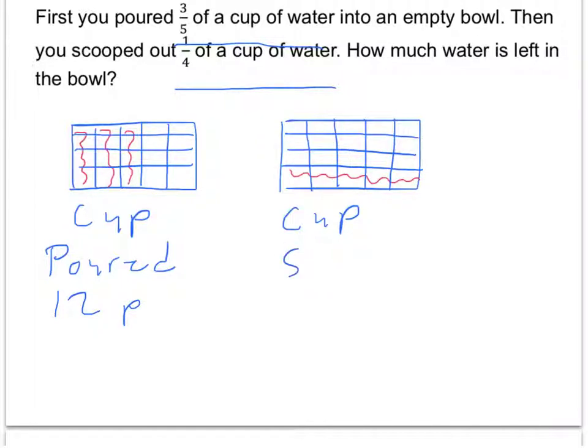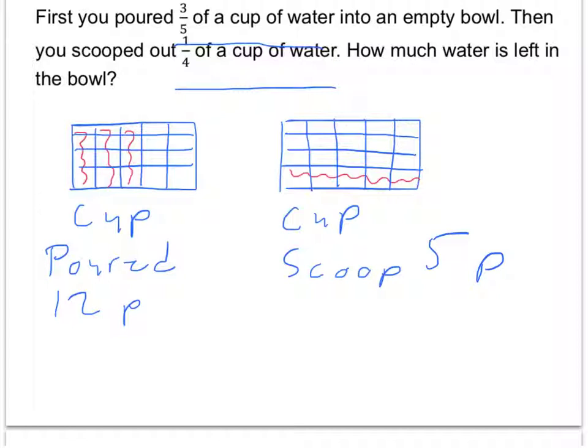And then we're going to scoop. And how many pieces do we have there? 1, 2, 3, 4, 5. So we're going to scoop 5 pieces. Okay? Now all those pieces are of the same size. And so that's very important. Whenever we're comparing fractions or doing things with different fractions, we have to have pieces of the same size.